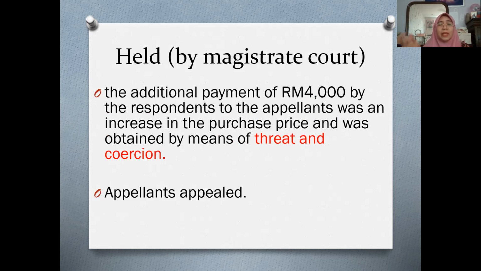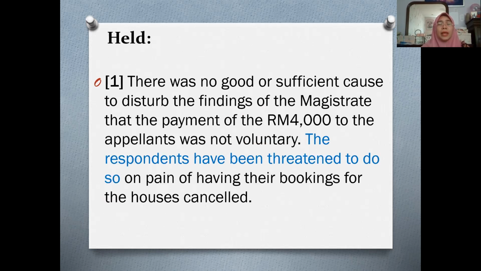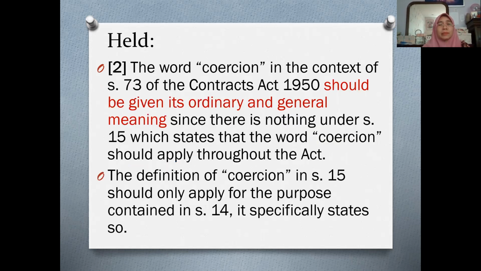That's why they appealed. The appellants appealed against the decision, and the High Court said there was no good or sufficient cause to disturb the finding. Basically, the High Court agreed with the finding by the magistrate court. Because from the facts of the case, the respondents, the house buyers, had been threatened on pain of having their bookings for the houses cancelled. They were told, if you don't pay this 4,000, we are going to cancel your booking. So that's why they paid. But later they brought the case to court, asking for a refund of this 4,000.